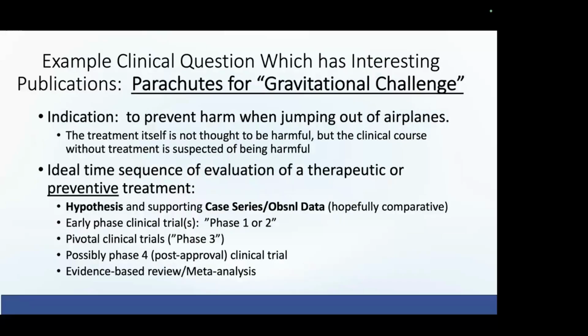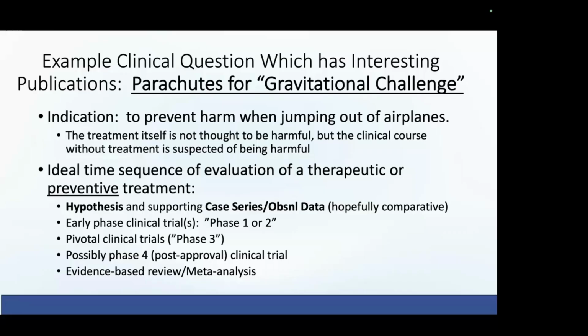Let's consider an amusing indication to think about this. There have been a couple of publications we'll go through, making fun of this issue. So the indication of using a parachute is to prevent harm. It's a prevention intervention when jumping out of airplanes. The treatment itself is thought not to be harmful, but the clinical course without treatment is suspected of being harmful.